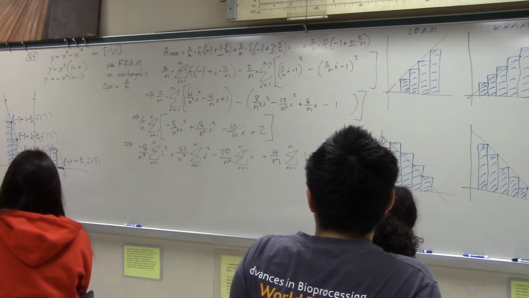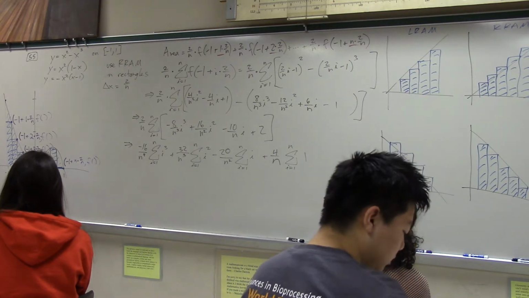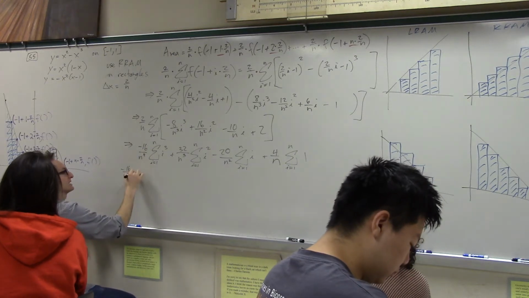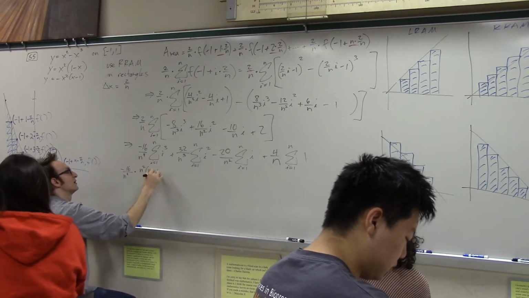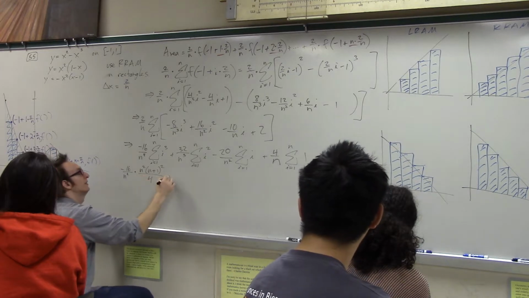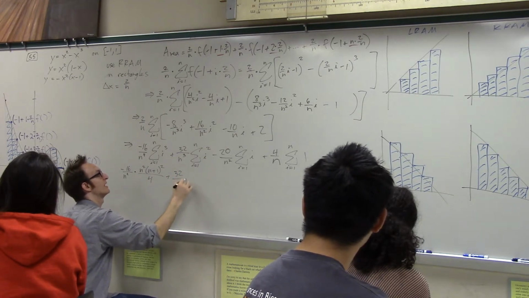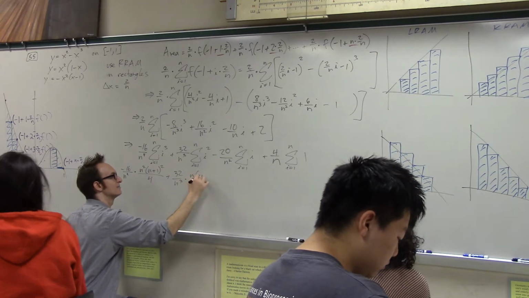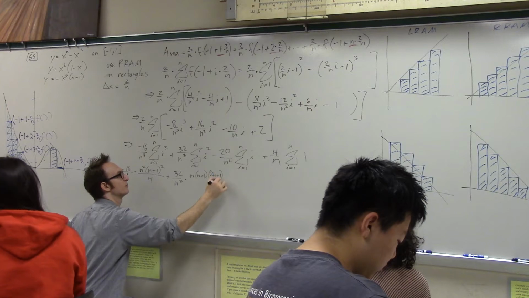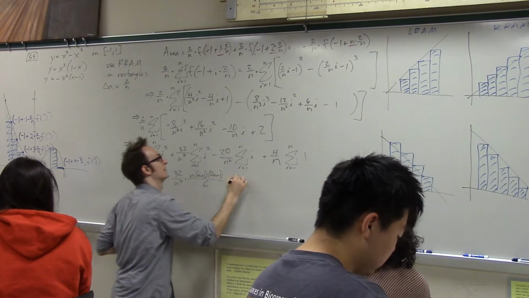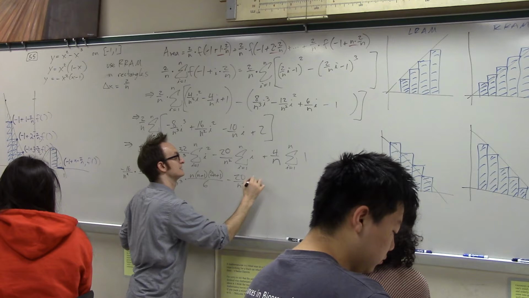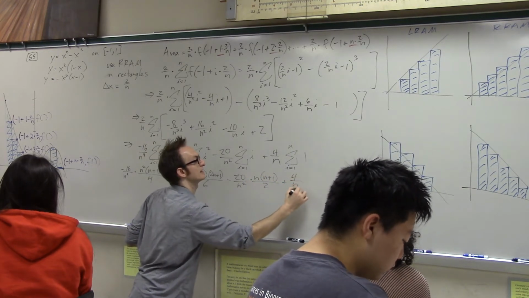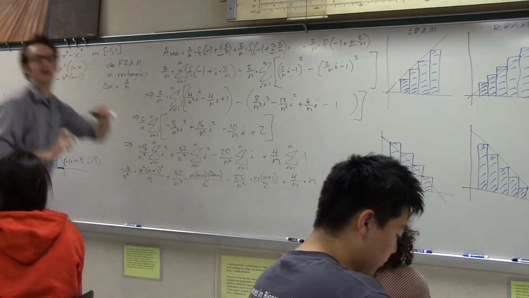Now that I've done all of that, I'm ready to apply my formulas. So this formula, as we reviewed last class, is n squared times (n plus 1) squared over 4. This formula is (n plus 1)(2n plus 1) over 6. This is (n plus 1) over 2, and this is going to be just n. Avery, you getting all this?